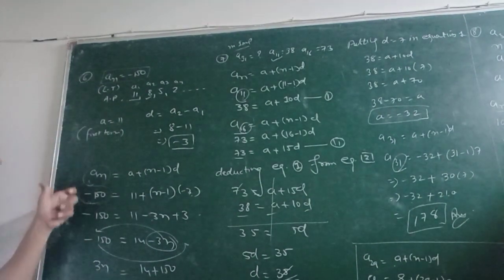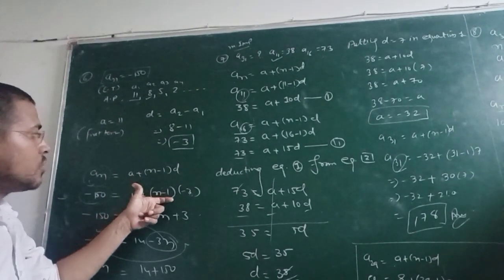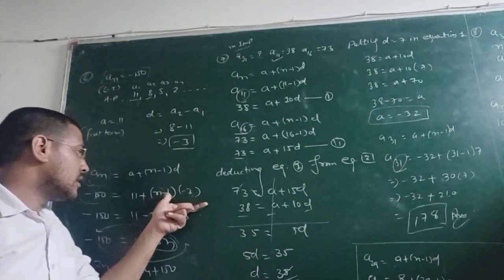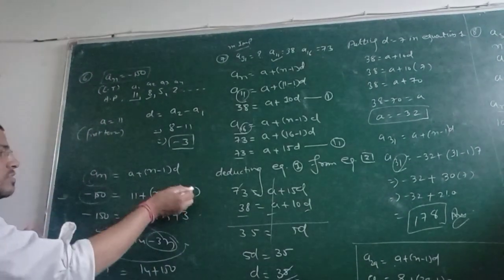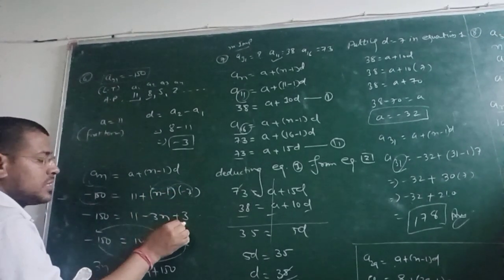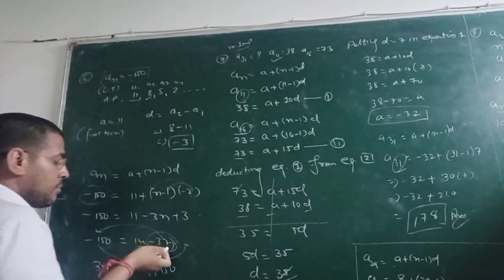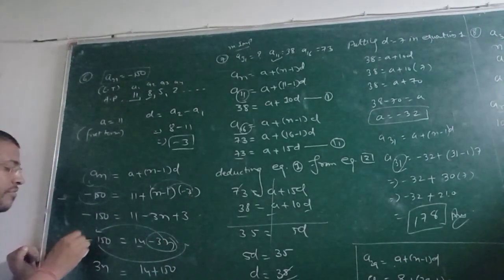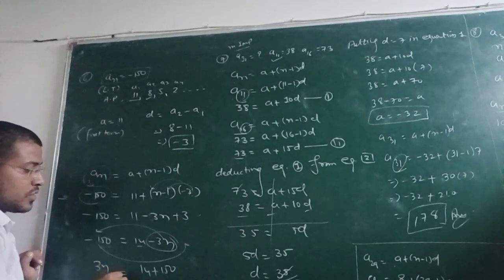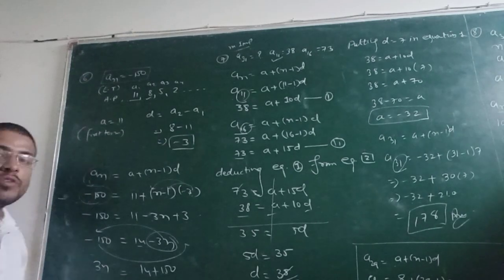So minus 150 is to be put down, a is 11, plus n is not given but d is minus 3. Getting the multiplication, minus 3 times n is minus 3n, and minus 3 times minus 1 is plus 3, so 11 plus 3 gives 14. Minus 3n is transferred to the other side and 150 to that side. You will see 3n is equal to 14 plus 150, that is 3n is equal to 164.